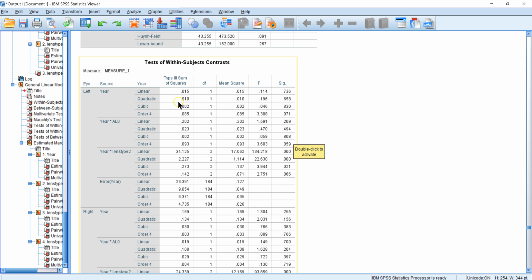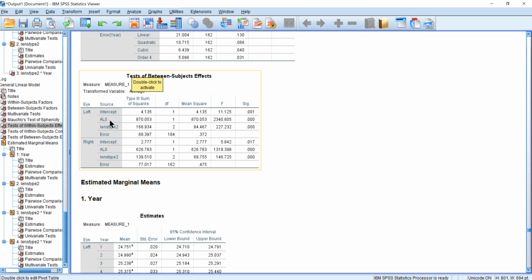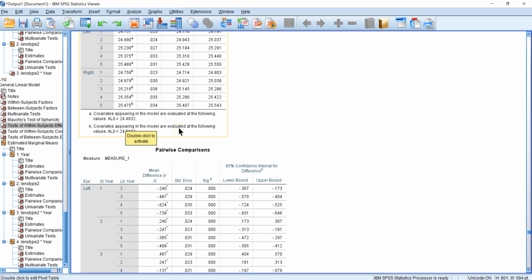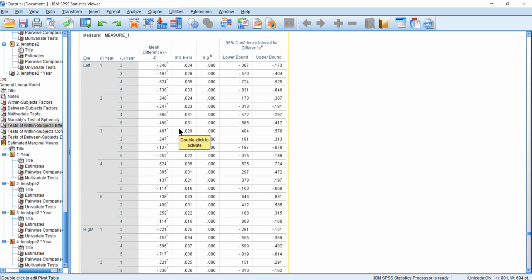And so we have the effect of, we're adjusting for baseline, and then we have lens type 2. Also notice very significant. We get our marginal means for the main effect of year. Marginal means for the effect of lens type.